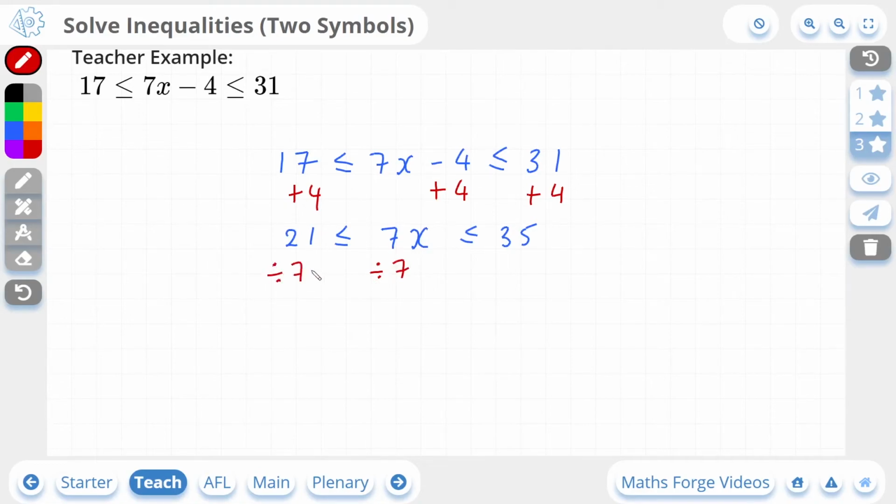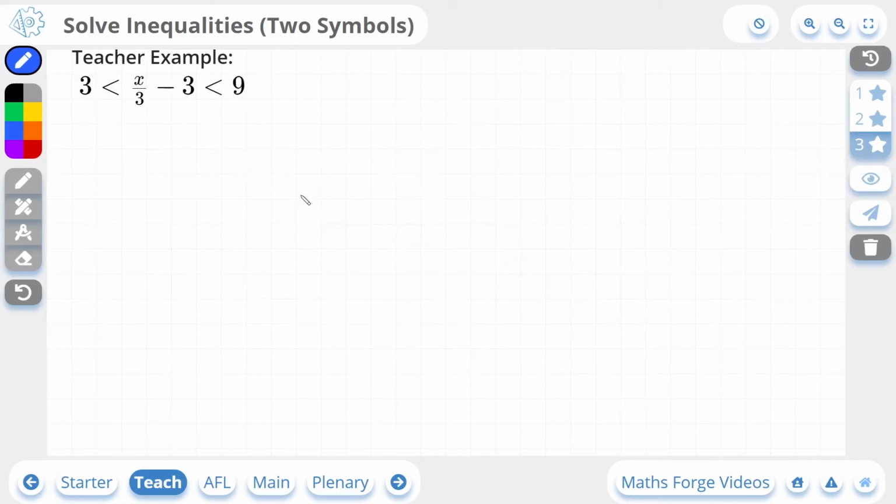We now have the 7 attached to the x via multiplication, so we're going to detach it via division. And we're going to divide 7 onto every part of this inequality. This now gives us 21 divided by 7, which is 3, less than or equal to x, less than or equal to 35 divided by 7, which is 5. And if we check our answer, there it is. We'll do one more three-star example.